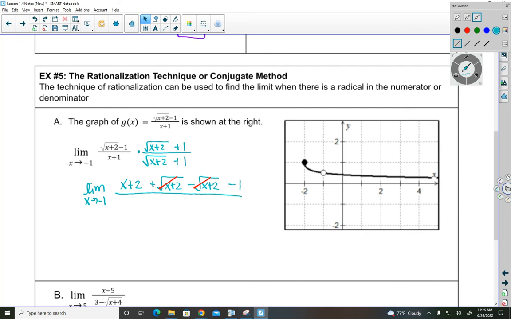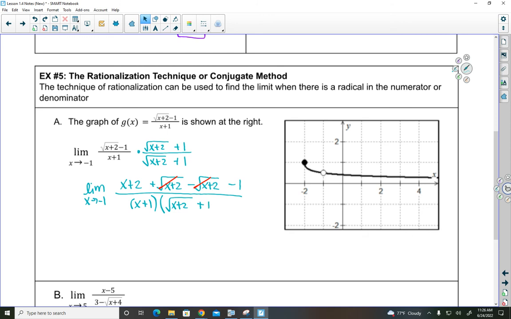Our denominator, I'm going to go ahead and leave those separate for now. So we have this x plus 1 being multiplied by the square root of x plus 2 plus 1. Okay. In my numerator, this x plus 2 minus 1 reduces to x plus 1. So x plus 2 minus 1 is going to cancel out with x plus 1.